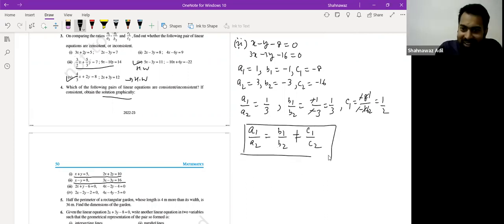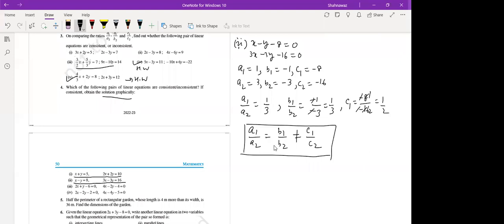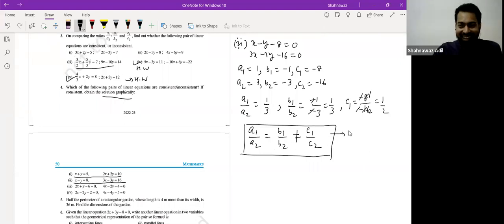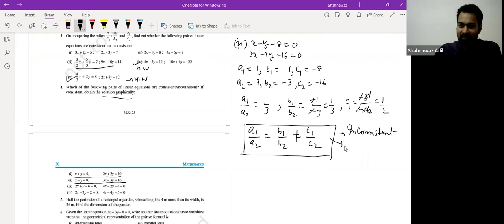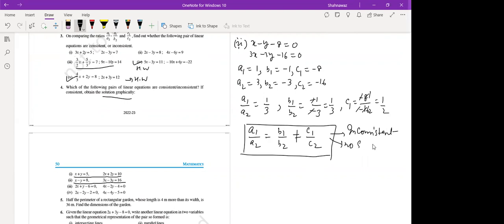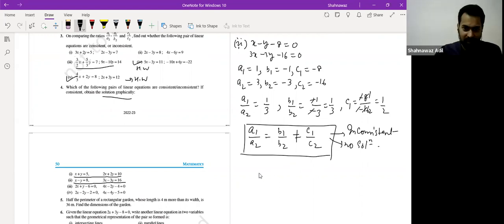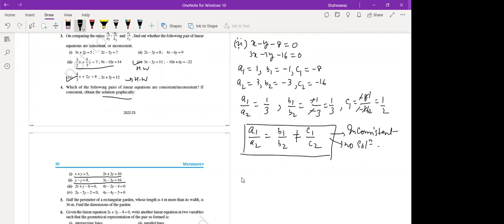So Tala, this is consistent or inconsistent? Sir, this is inconsistent. Okay, so lucky. So no solution. Okay. Are you noting now? Yes, sir.